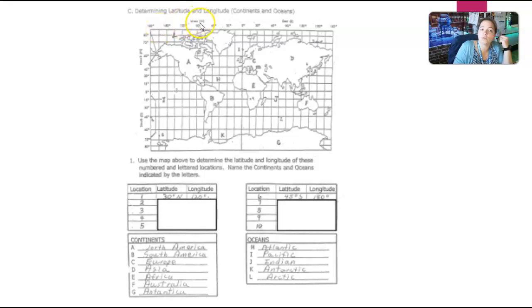165 degrees west. All right, what I'd like you to do is finish up these and check the key to see if you got it right. Besides that, that's the end of the notes. If you have any questions, please don't hesitate to ask, and I hope you guys have a great day.